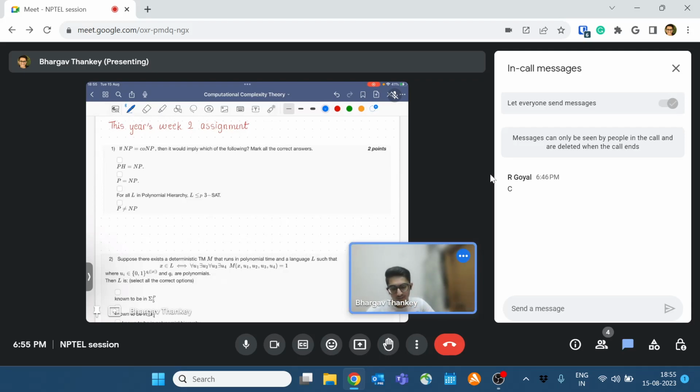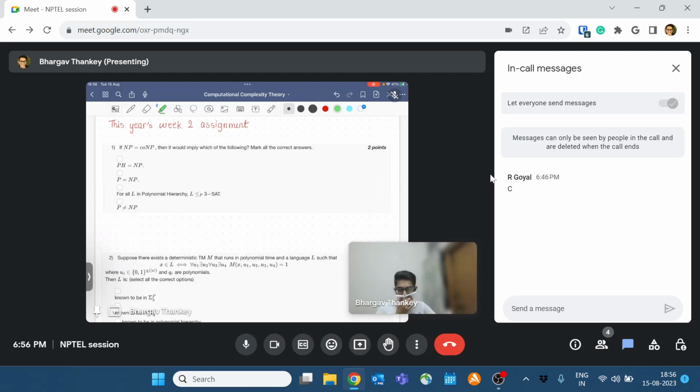Okay. So the first question is: if NP equals co-NP, then it would imply which of the following? Mark all the correct answers. PH equals NP. P equals NP. For all L in the polynomial hierarchy, L reduces to 3-SAT in polynomial time. And P not equals NP. So which of these are correct?